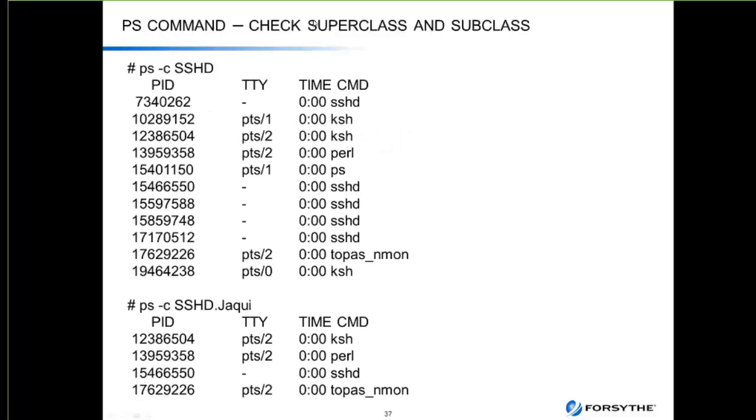Then here I'm using a ps command to check the superclass and the subclass. If I do a ps -c and I look at sshd, I'm telling it to check the superclass. It gives me all the PIDs that have been assigned to that superclass. And then I could do sshd.Jackie and get whatever's been assigned to that subclass. So it's actually quite cool, because if you want to know what's been assigned to the default or whatever, you can actually go and find that out and then figure out if you need to make some tweaks to your rules, which is nice, and it's something that you absolutely should do before you go from monitoring to active mode.